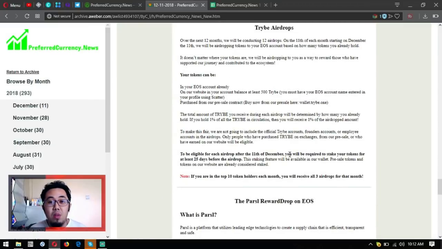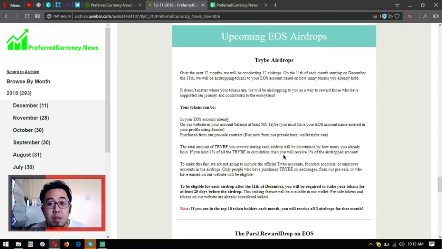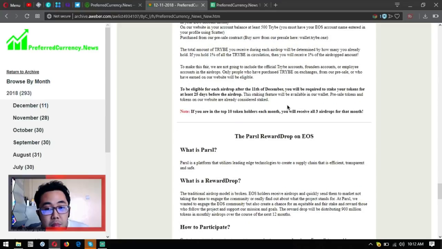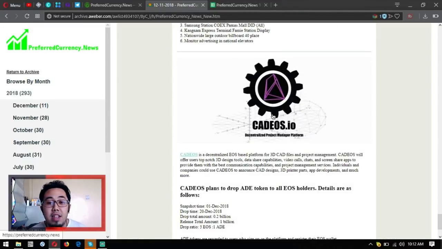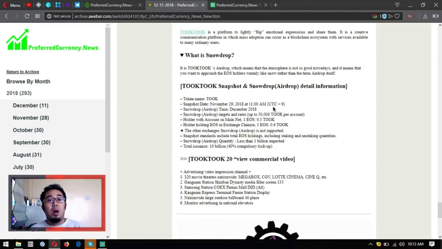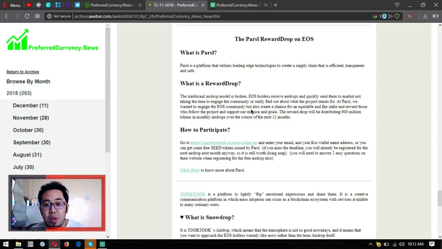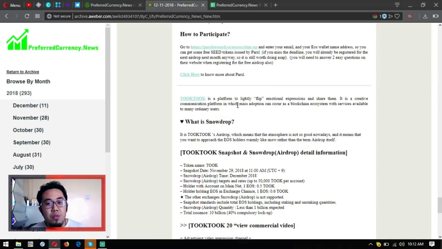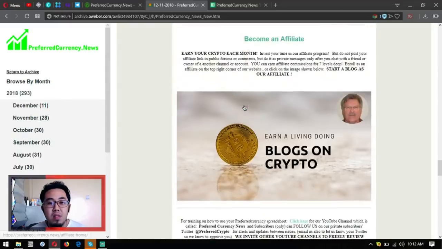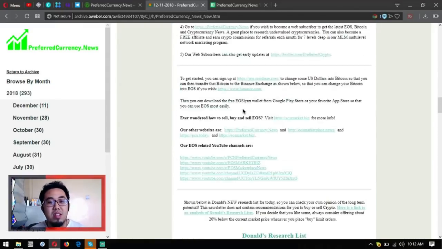Okay, and also the airdrops that are incoming or upcoming, or nearing their drop date. So here is the Trivi airdrop. The instructions on how you can participate are here. The parcel reward drop, the Tuk Tuk Snow drop, and the cadios.io. Okay, so their descriptions and the ways to participate in the airdrop are here also. So this is very, very informative for just $15, guys. And as you can see, it's very nice, right?